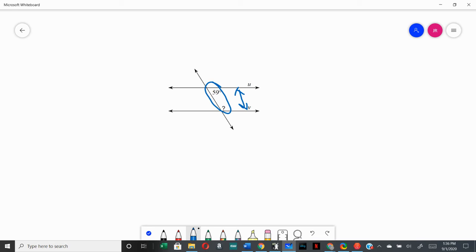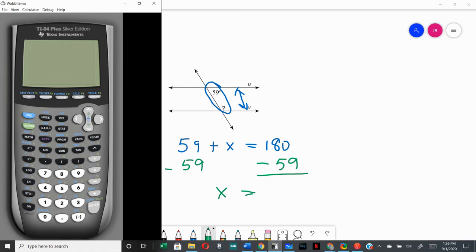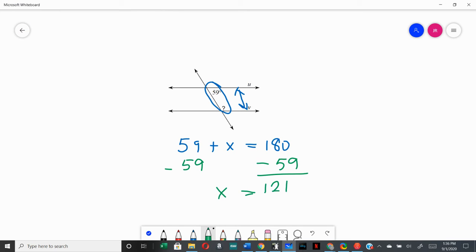So what do I have? I have 59 plus x, which is what I'm trying to find, has to equal 180. So this becomes a simple one-step equation: subtract 59. And so x would have to equal, and I'm using my calculator because I want you to get in the habit of using it so you don't get the wrong answer on just a simple calculation mistake. So that'll be 121 degrees would equal x. Real simple. All right, so let's take a look at the next one.